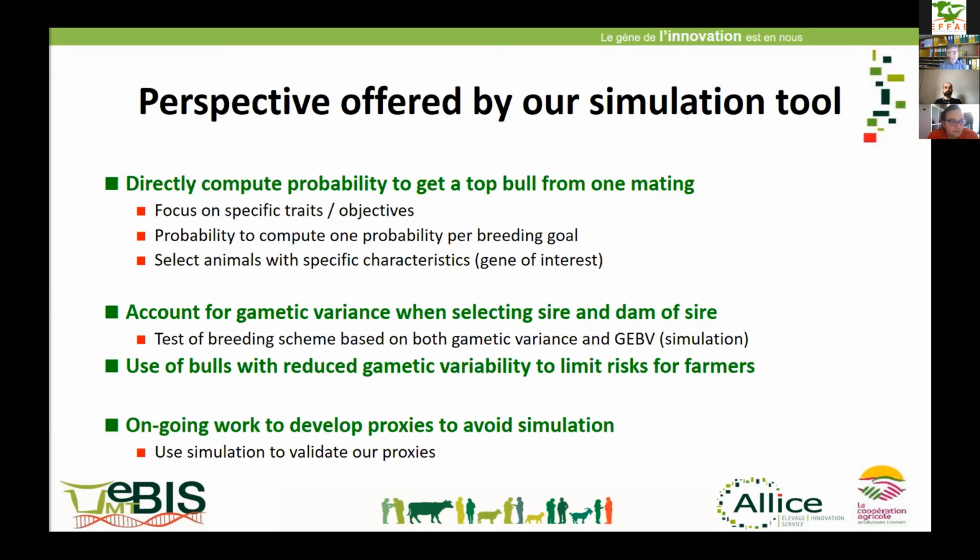And in another perspective, the breeding companies can also select the bulls with reduced gametic variance to limit risk for farmers. So there is still work needed to develop proxies in order to avoid the simulation and computing time. And in a sense, it means that our simulation wasn't useless because it will be used to validate our proxies.